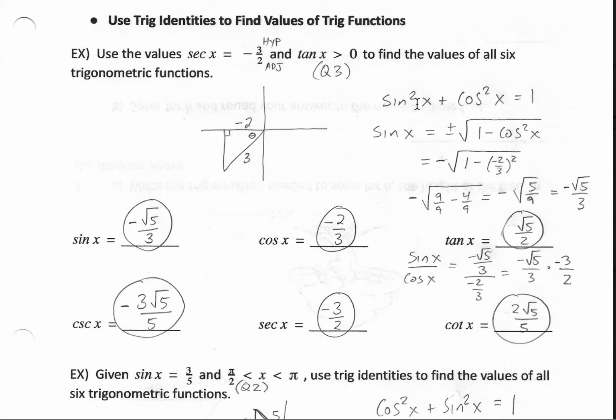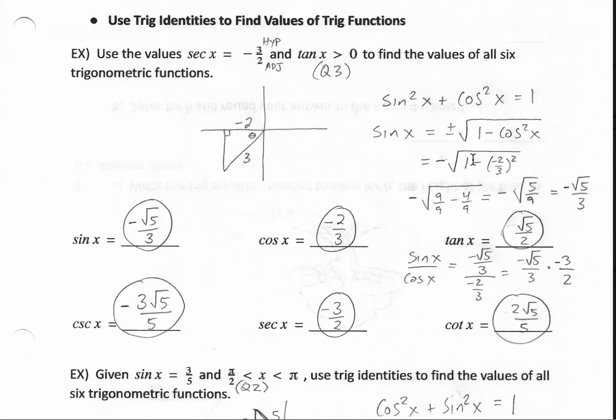So watch what happens here. If we set this up to solve for sine, we're going to subtract cosine squared from both sides. And then we're going to square root both sides to get rid of that square. So our sine ratio is going to be whatever we get out of here. We know our cosine squared is our cosine ratio squared. So if I take my cosine ratio -2/3 and I square it, well then I'm going to square the top and the bottom. I'm going to get +4/9.